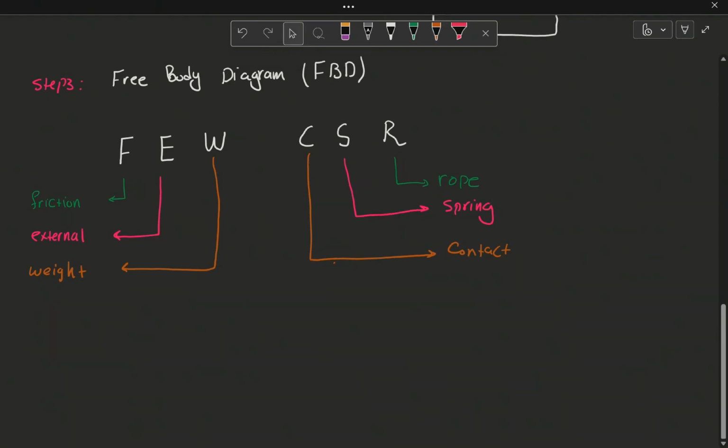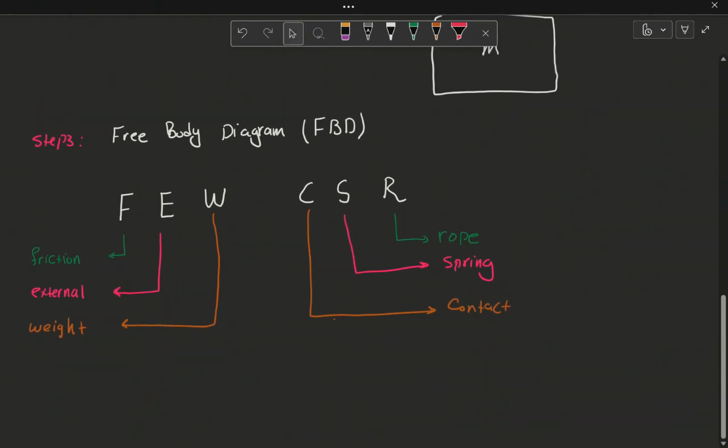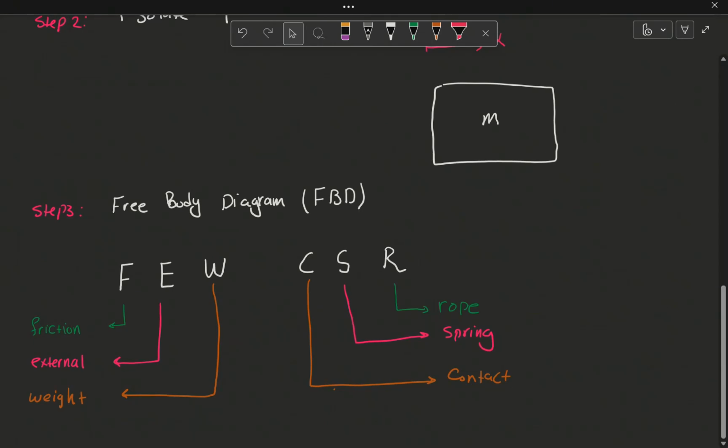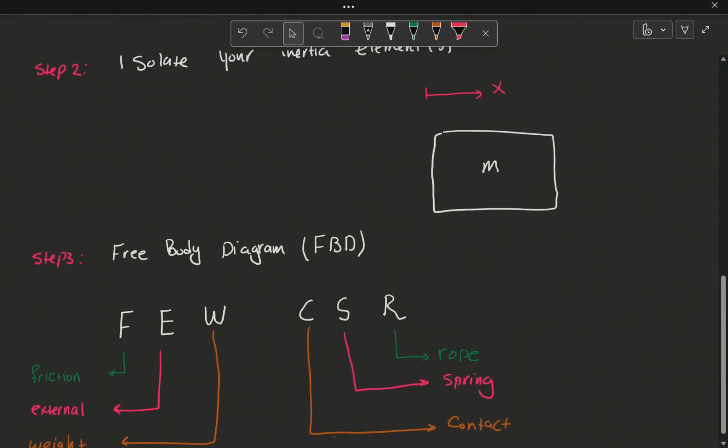Okay. And see, this is the order that we choose, or we select, the forces to show on the free body diagram. It minimizes our chances to make mistakes. Okay. So let's go to this free body diagram.